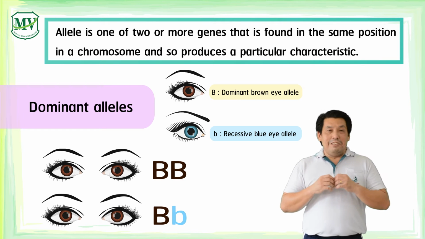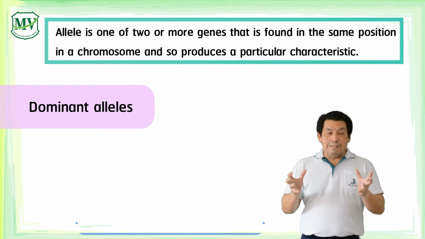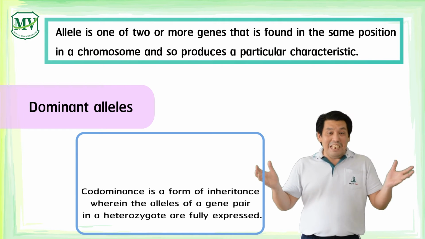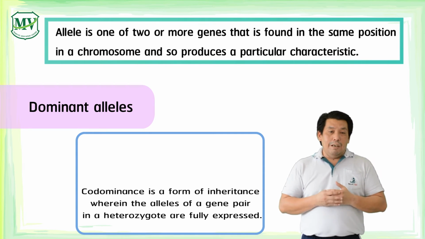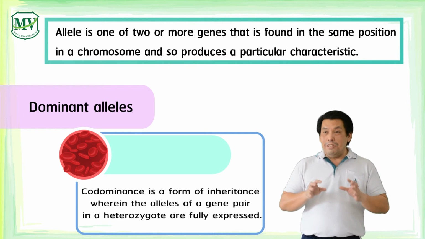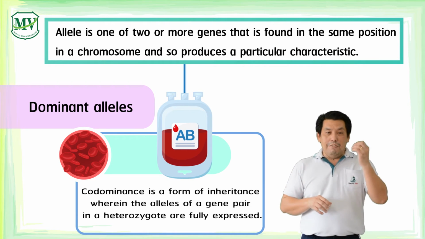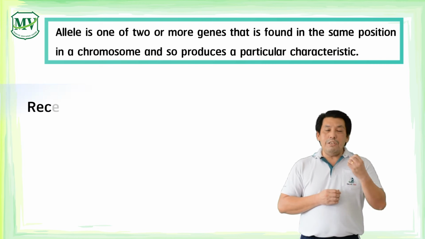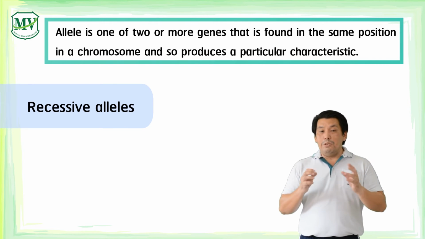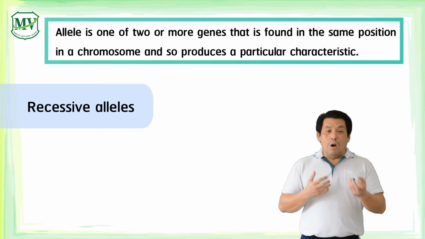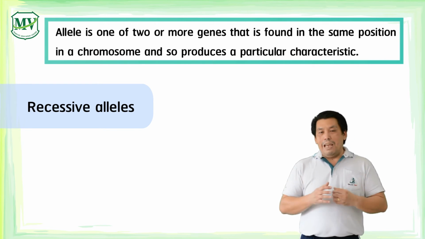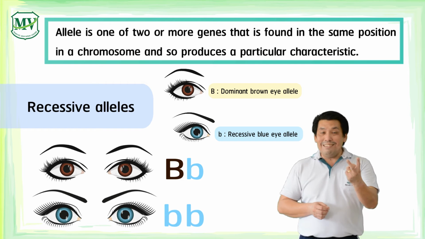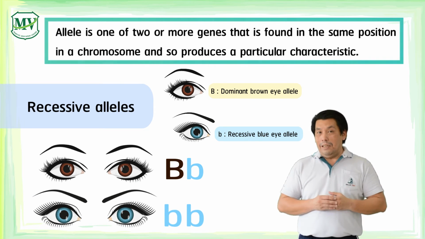If both alleles are dominant, it is called codominance. The resulting characteristic is due to both alleles being expressed equally. An example would be the blood type or blood group AB, which is the result of codominance of the A and B dominant alleles. Recessive alleles only show their effect if the individual has two copies of the allele, also known as being homozygous. For example, the allele for blue eyes is recessive. Therefore, to have blue eyes, you need to have two copies of the blue eye allele.